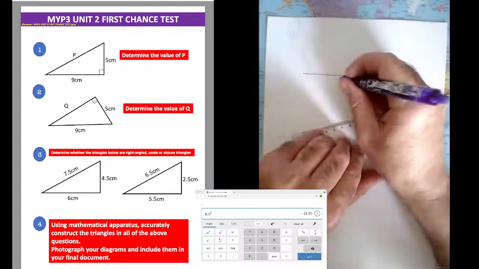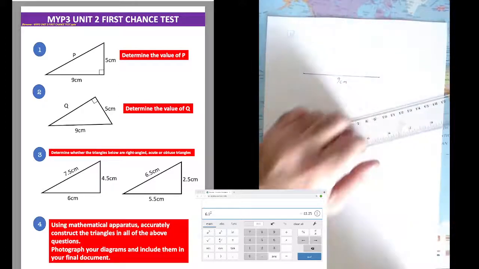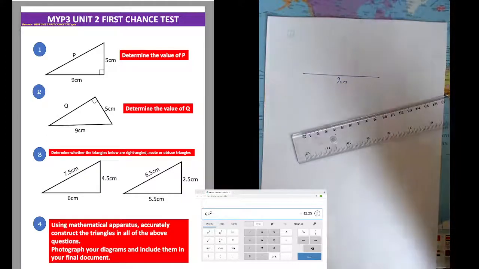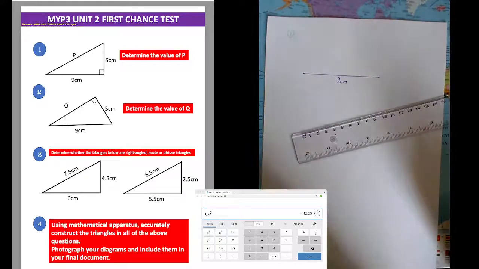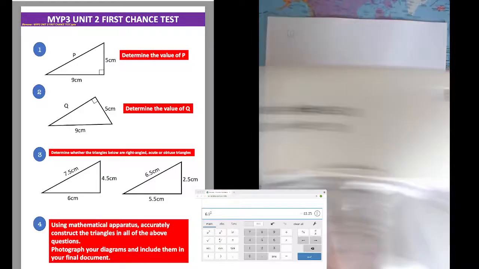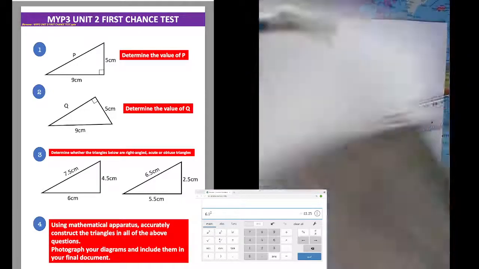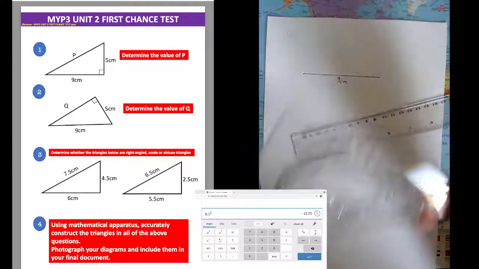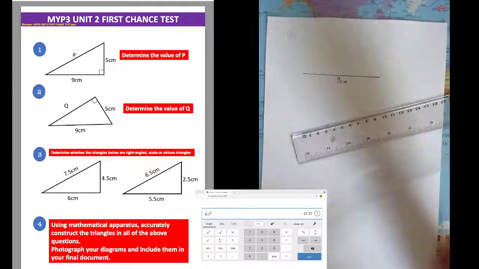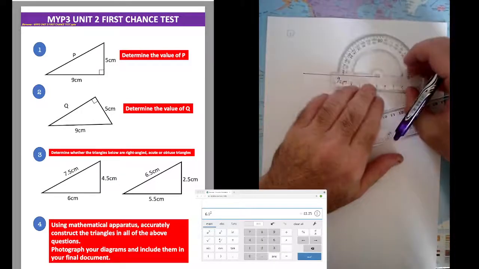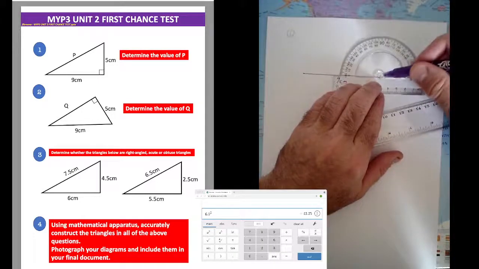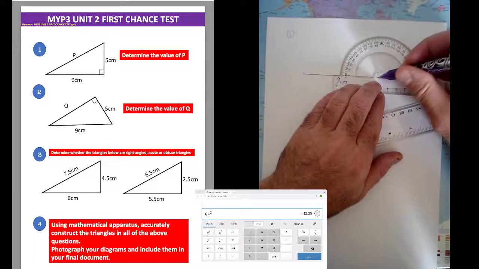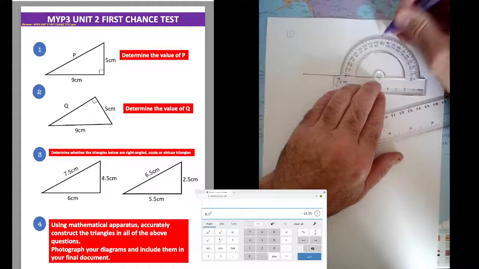So that's 9 centimeters. Then I want a 90-degree angle. So if I can find my angle measurer somewhere on this desk. Still in the packet. There we go. 90-degree angle. So I'll line up the center of this with the place where I want to draw the angle. And 90 degrees is up there.